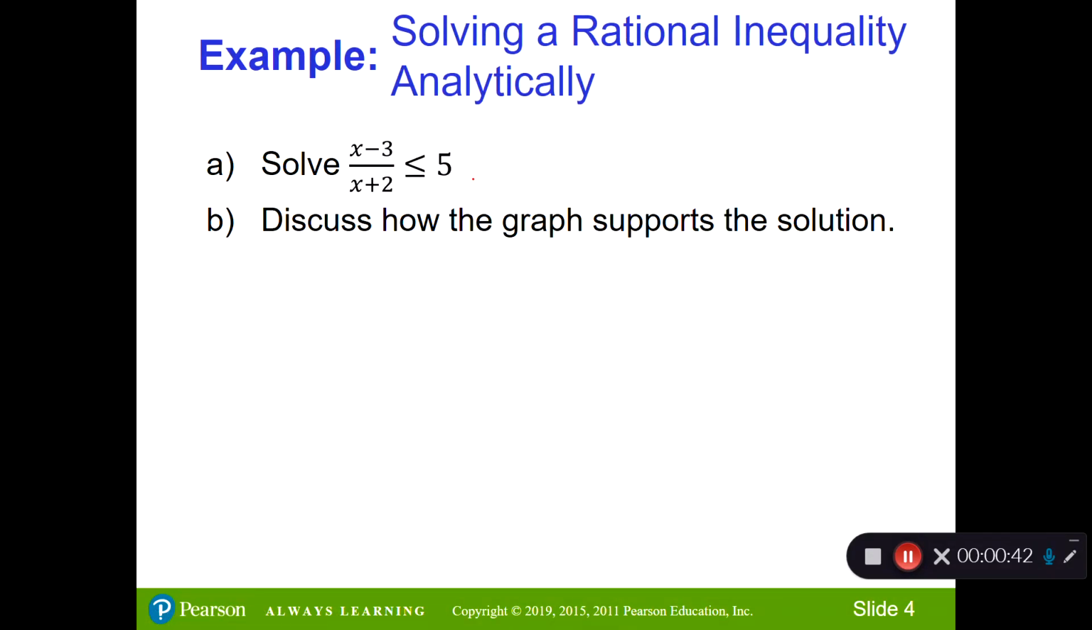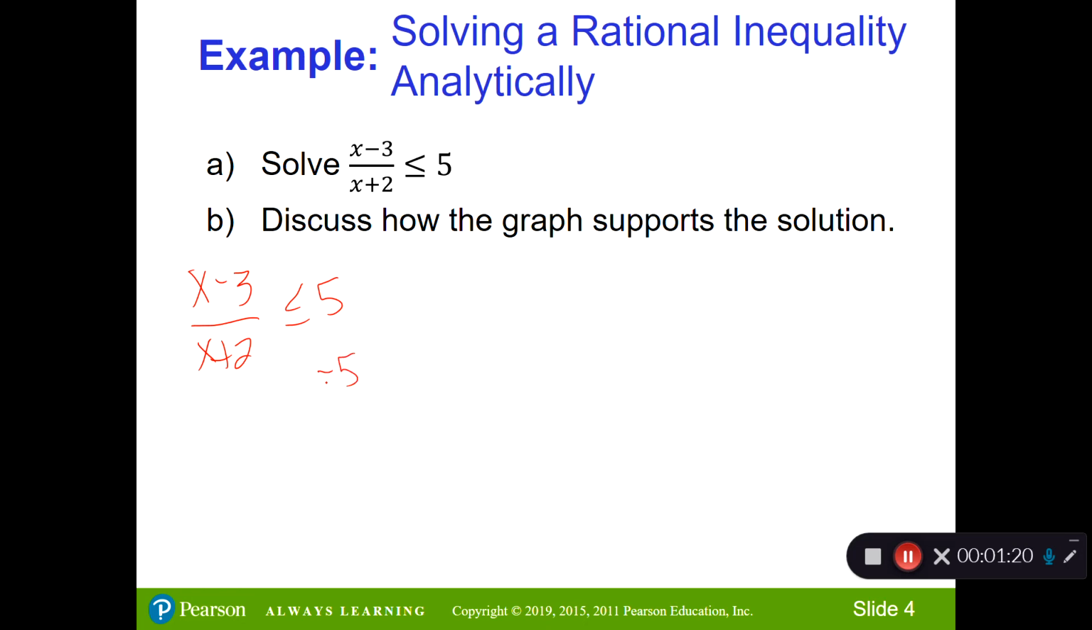All right, let's solve this. Now, the first thing that we do when we look at this, x minus 3 over x plus 2 less than or equal to 5, the first thing that you might think to do is multiply the x plus 2 to the other side. Here's why you should not do that. Remember, when I'm multiplying or dividing an inequality by a negative number, I'm supposed to flip the inequality. But I don't know whether x plus 2 is positive or negative. So if I multiply this to the other side, I don't know if I'm supposed to keep the inequality or flip it around. So we never do that.